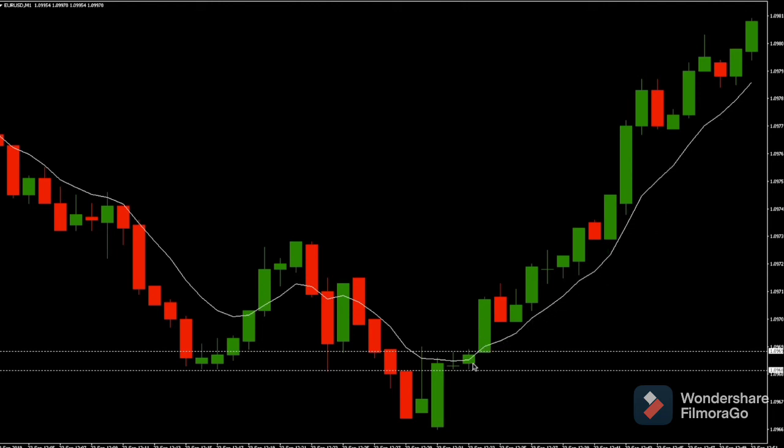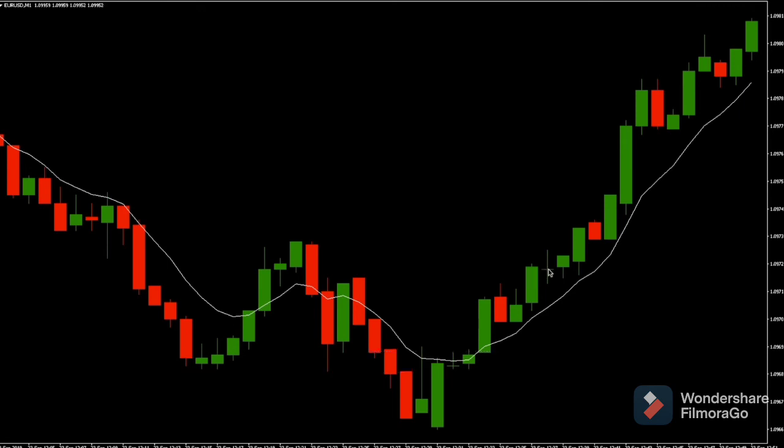So as you can see here, for this trade here, you would still be in this trade because price hasn't touched the moving average yet. So I mean, this is a risk reward of at least 10-to-1. So this is a very powerful strategy when used correctly.